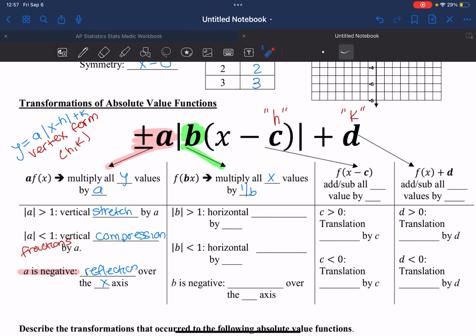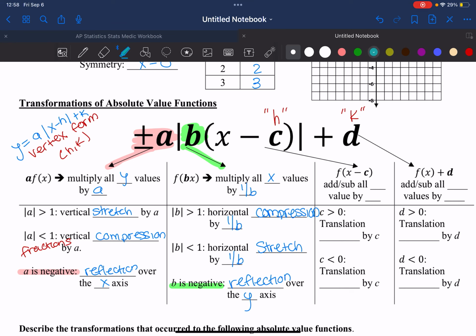If our absolute value of the b value is greater than 1, then we are going to have a horizontal compression by 1 over b. If the absolute value of b is less than 1, we're going to have a horizontal stretch by 1 over b. And if b is negative, then we are going to have a reflection, but this time over the y-axis.